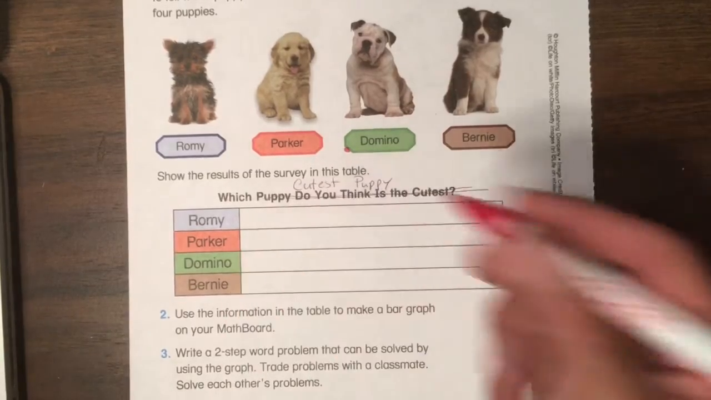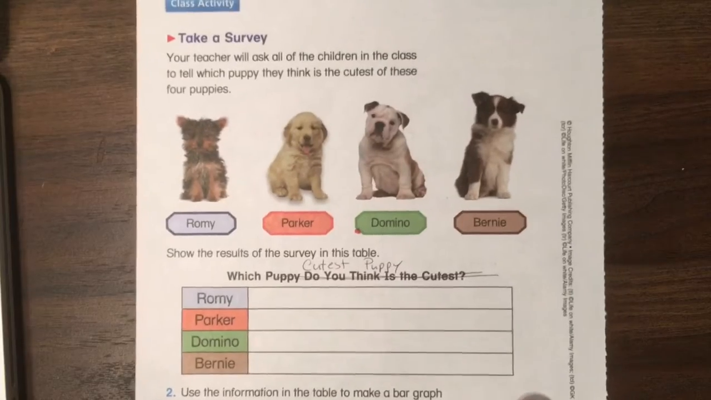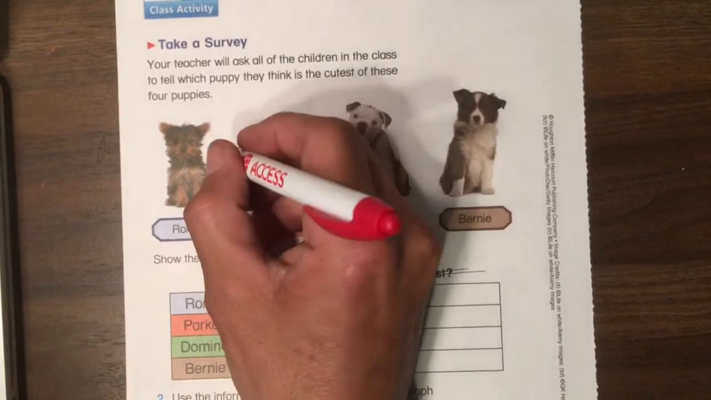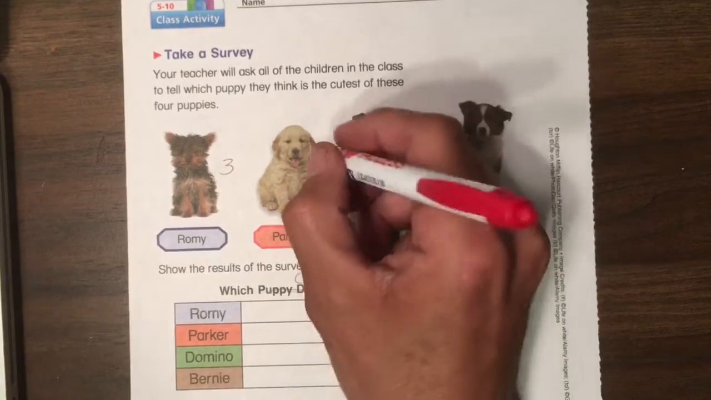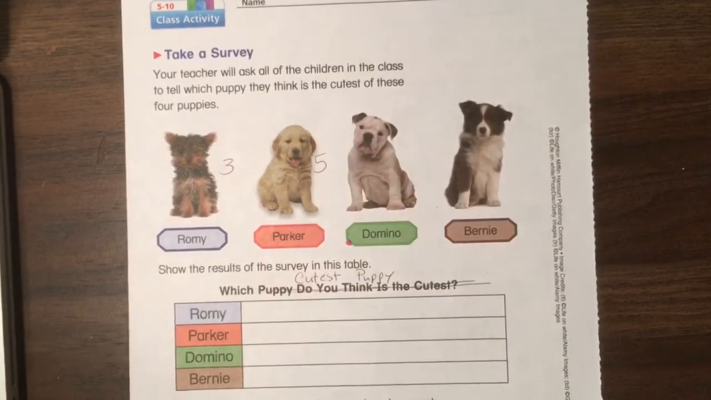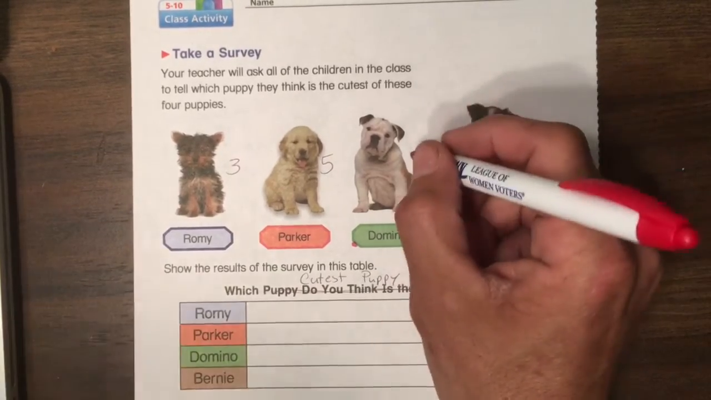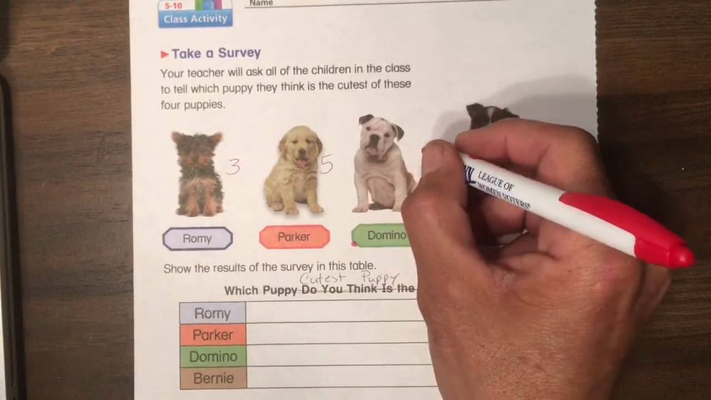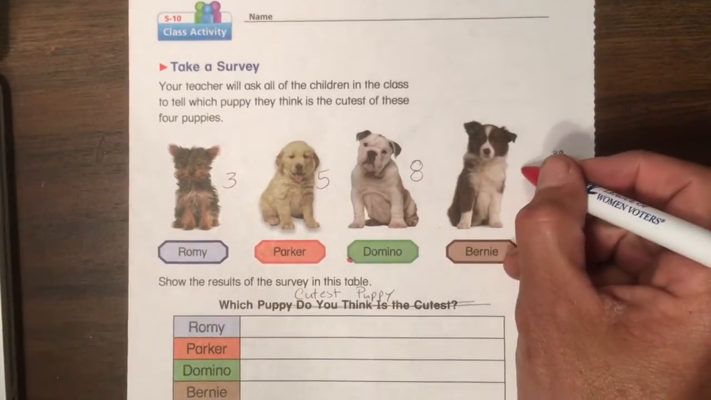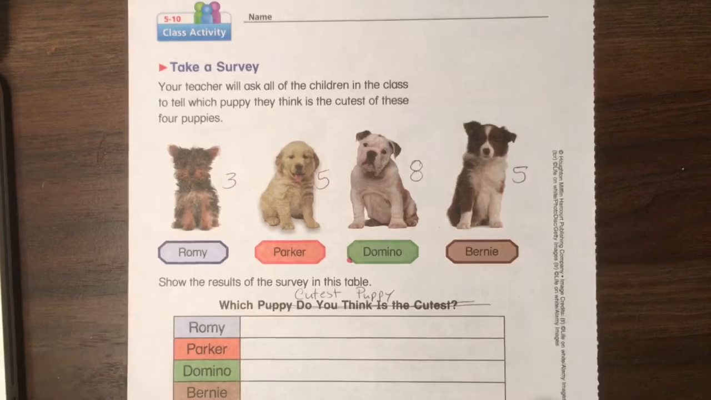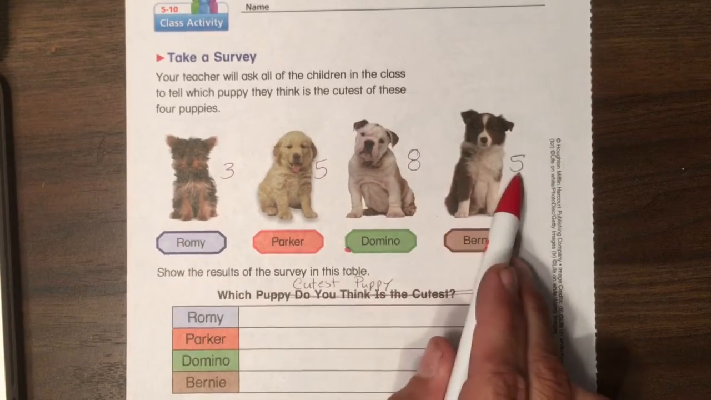And you can use any picture. I'll probably use smiley faces. So here we would say Romy, 3 kids think he's cute. Parker, 5 kids think he's the cutest. And then Domino, I think would be the cutest. So we'll say 8 for Domino. And then Bernie, no relation to Sanders, we'll say is 5 as well. So 3, 5, 8, and 5.